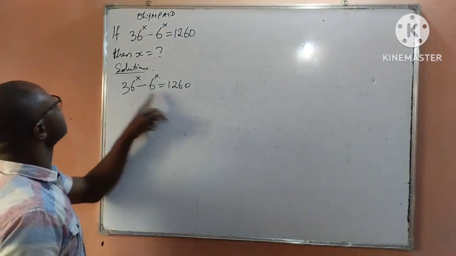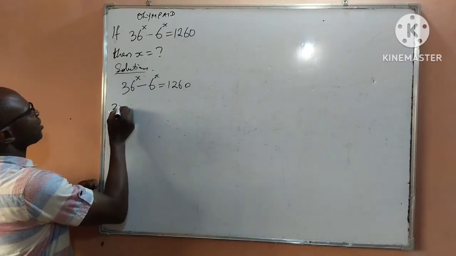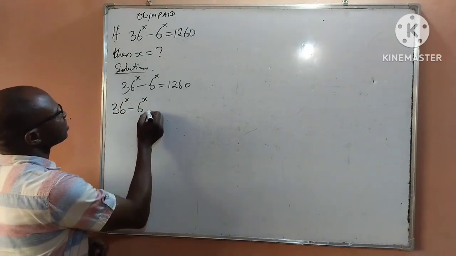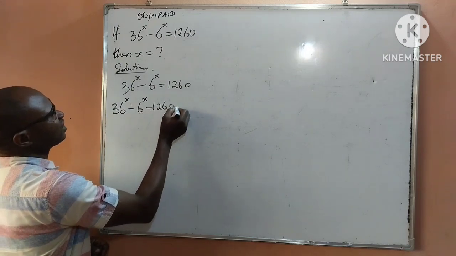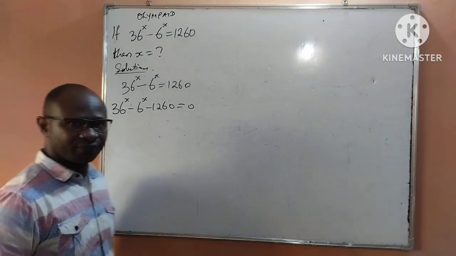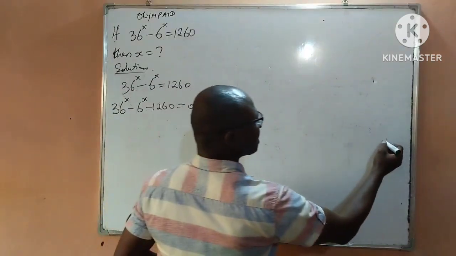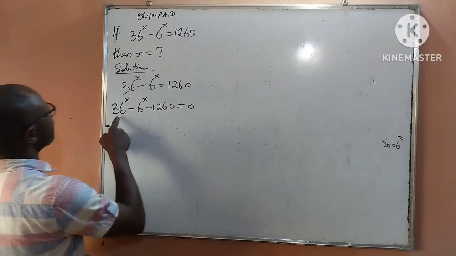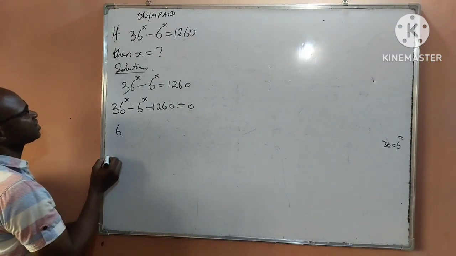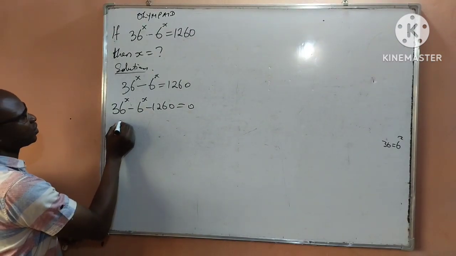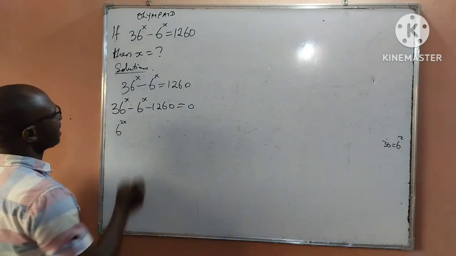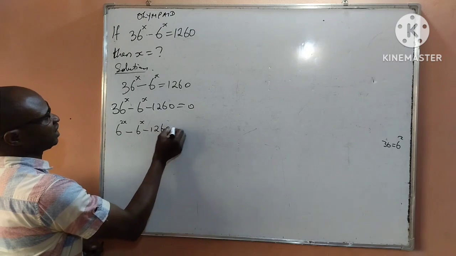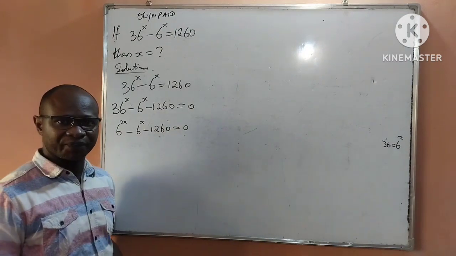First is to move 1260 to the left so that it becomes 36 to the power of x minus 6 raised to x minus 1260 is equal to 0. But 36 is the same thing as 6 raised to power 2. So I can represent it as 6 raised to power 2x now, then minus 6 raised to x minus 1260 is equal to 0.